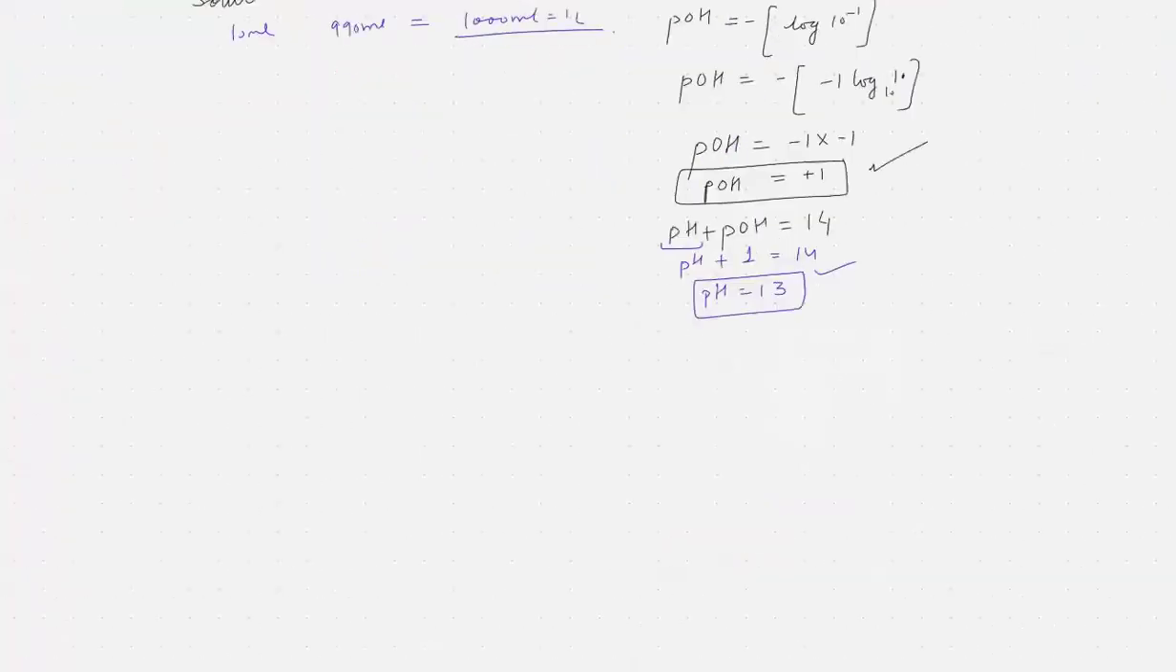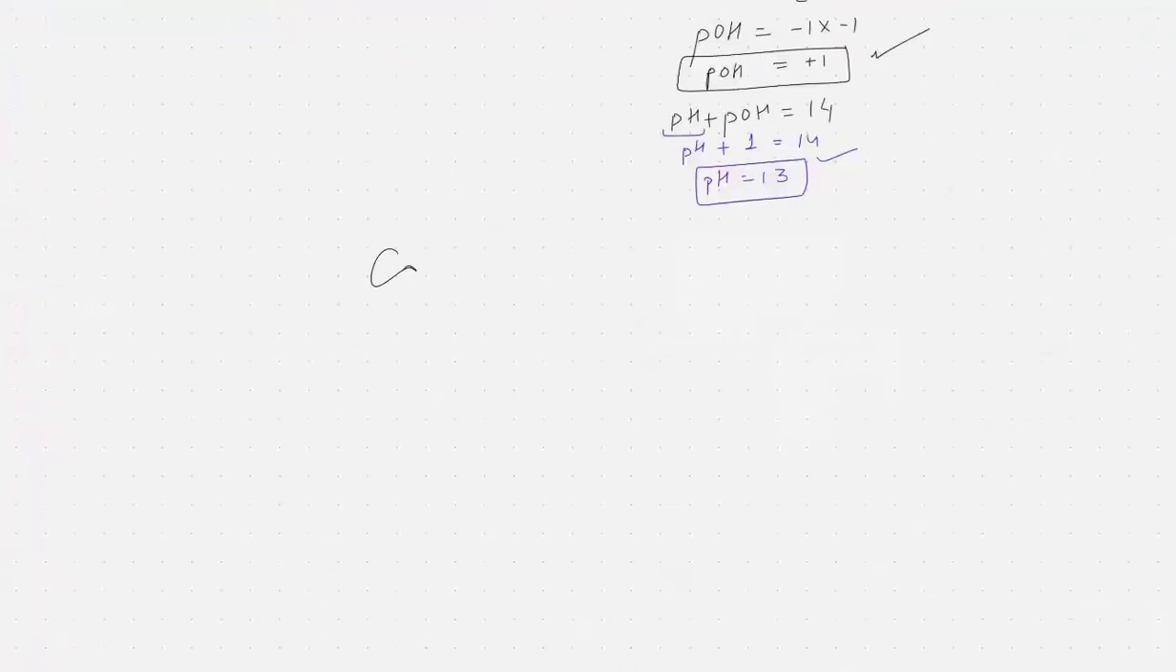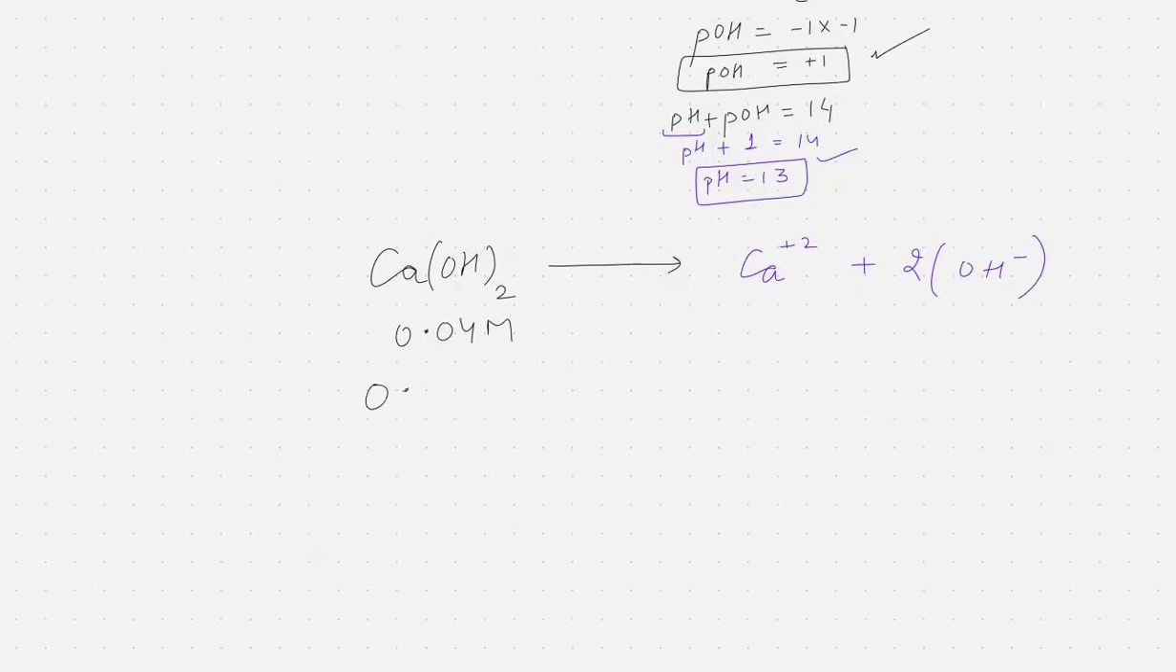For example, similarly, if I give you a strong base, let's say Ca(OH)2. So this gives me Ca2+ plus 2 OH negative. And let's say somebody gives me the concentration is 0.04 molar. Molar is always for the solution. So how do I replace molar? 0.04 moles of solute per liter of solution.